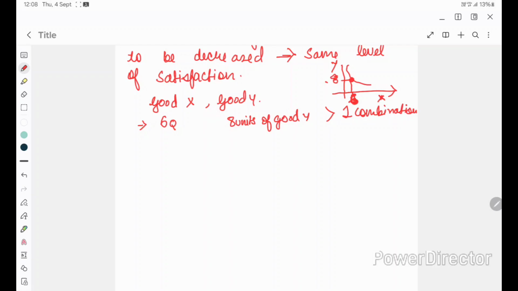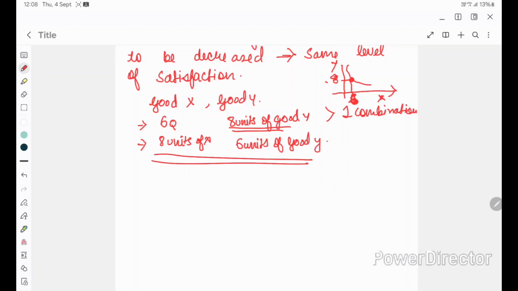Now if at any point you want to change the amount of any good, say good X or good Y, and you want to increase, say now you want to buy 8 units of X, then you cannot buy 8 units of good Y at the same time. You will have to shift to buying 6 units of good Y. This is what the property means: the indifference curve slopes downward to the right, which implies that if you want to increase the quantity of one good in a combination, you would have to reduce the quantity of the other good to stay on the same level of satisfaction.